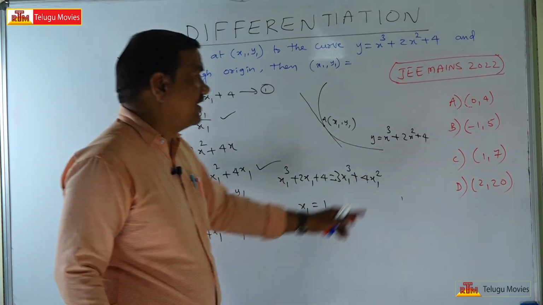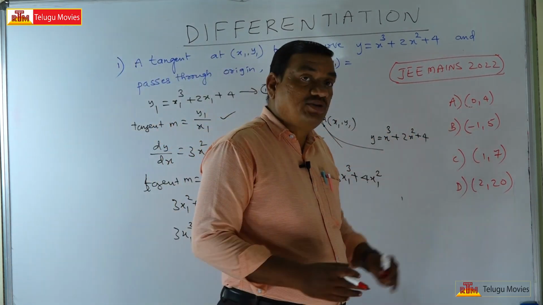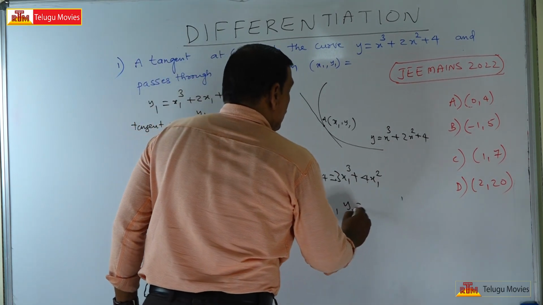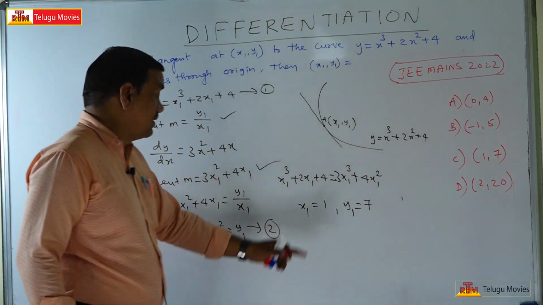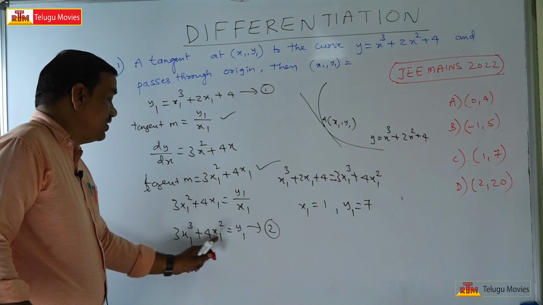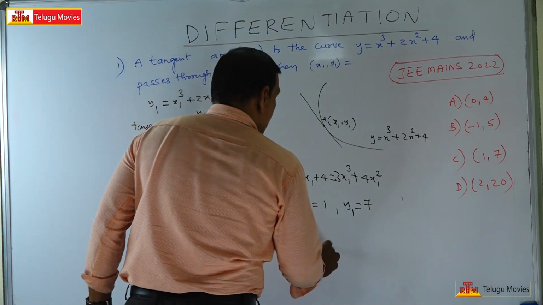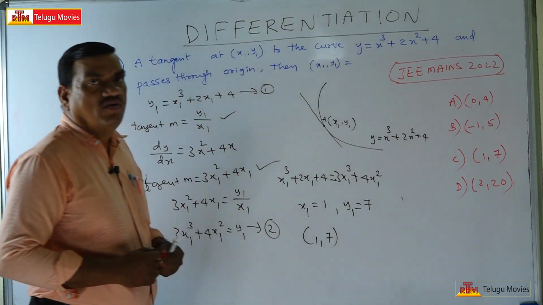Easily you can guess, because the options are already there. If x1 is equal to 1, automatically y1 is equal to 7. Substitute the x1 value here: 3 plus 4, 7. So therefore, the point is 1 comma 7. Very easy problem.